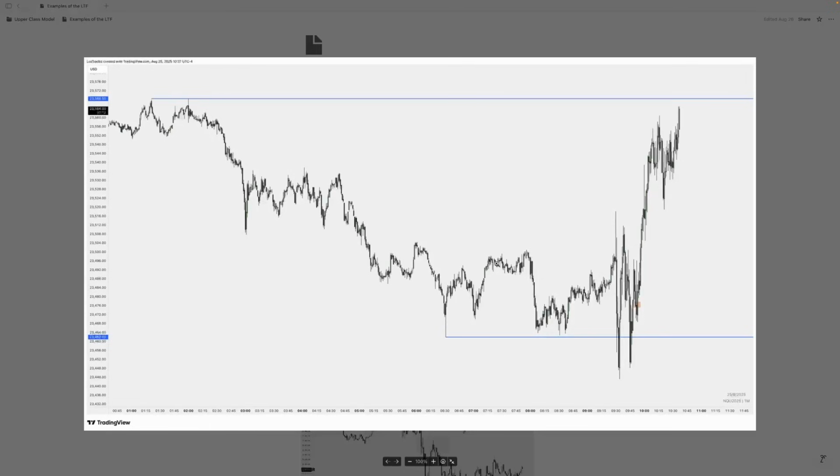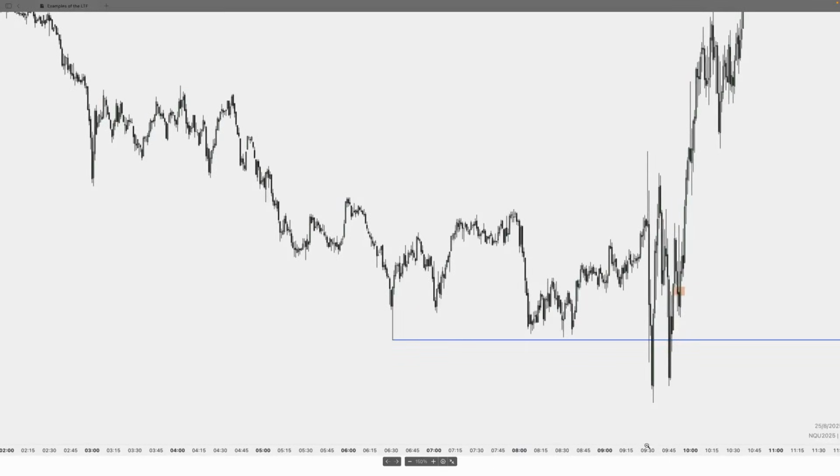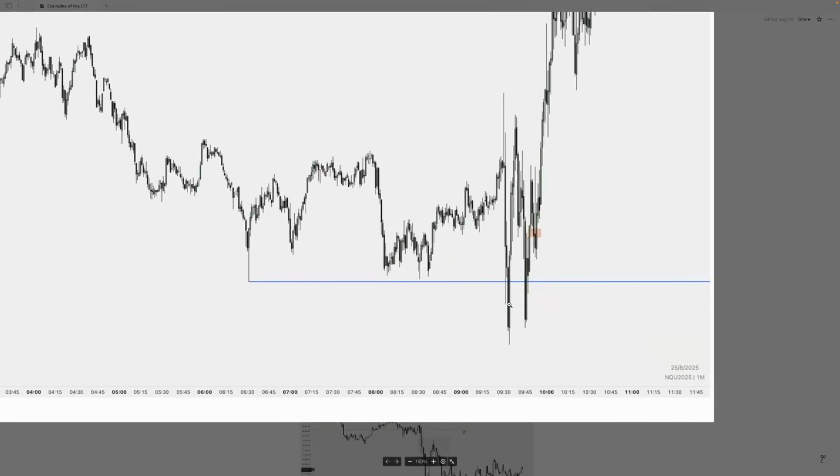Same thing here, a bit of a choppier one. Range high, range low, time distortion. Take the low at a key time. Okay, hint, hint. Trade higher, very choppy one to be fair. And then fair value gap fills, runs away, fair value gap fills and runs away.